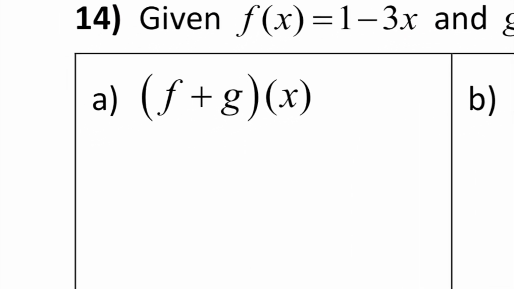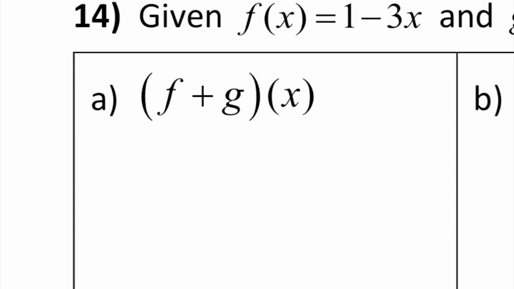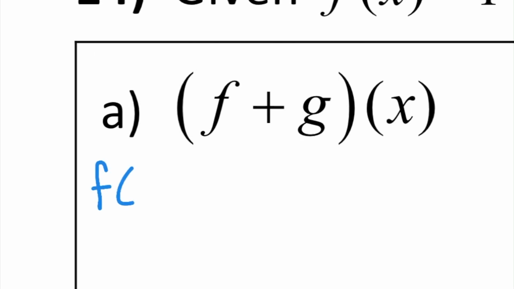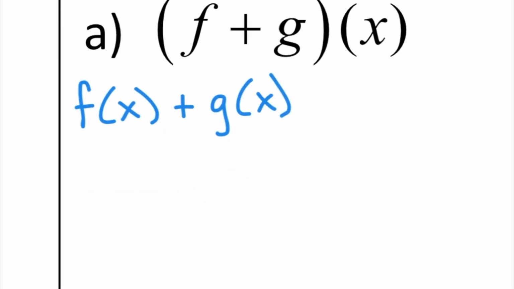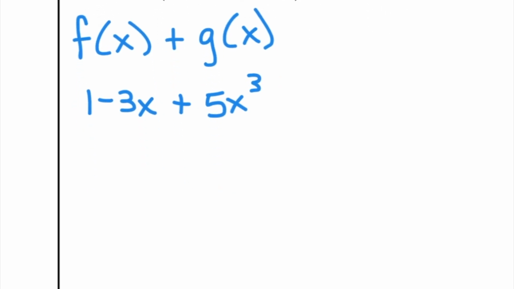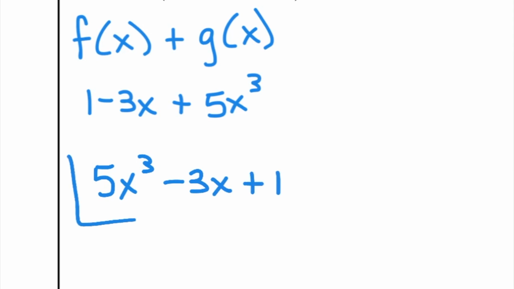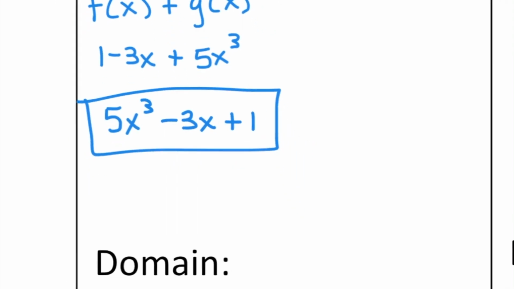So here we go. For example here, f plus g of x is really just saying f of x plus g of x. And so here we have f of x equals 1 minus 3x, and g of x is equal to 5x cubed. And if you really want to write it in standard form, put the 5x cubed first and then minus 3x and plus 1. And that's f plus g.